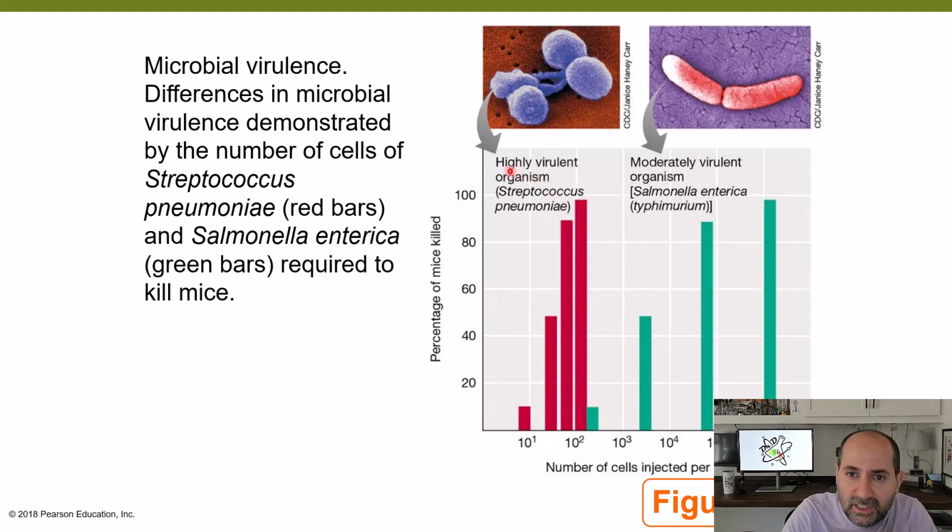Here we see an example of a highly virulent organism, Streptococcus pneumoniae, which is one of the agents that can cause pneumonia. And you can see here that it doesn't take many cells at all, about 100 cells or so, to cause 100% death in the mice that are exposed. So even 100 organisms is enough to reach 100% mice killed. And look, the LD50 is right here. Notice that it doesn't take much to go from LD50 to LD100.